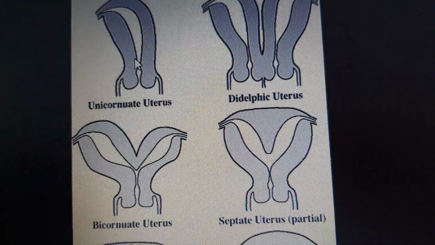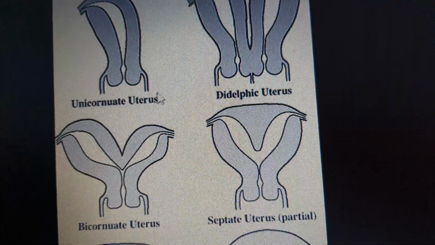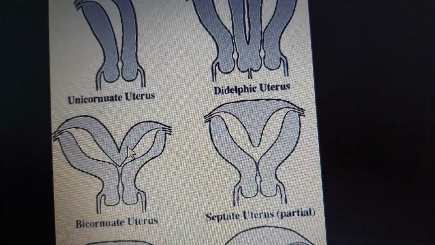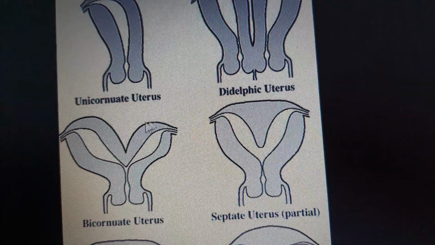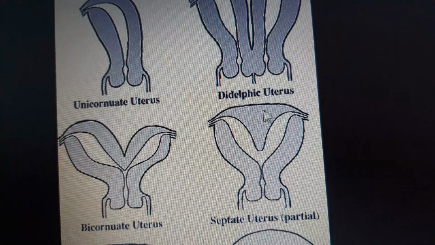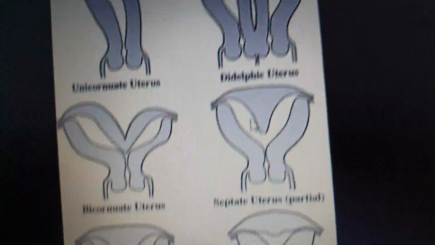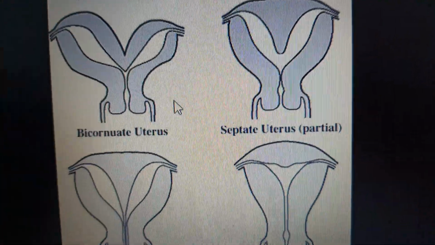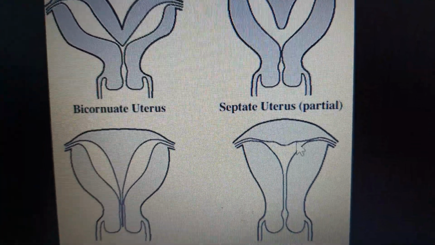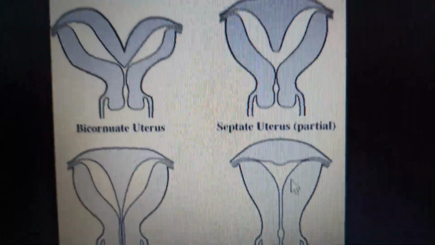It can be a unicornuate uterus, it can be didelphys uterus, can be bicornuate uterus, in which you have two endometria and two myometria as well, as you can see here. But in the septate uterus, you will have a continuous myometrium and a septum between the two endometrial cavities. And the same if you have, this is partial septate and this is complete septate, or that's the arcuate uterus.